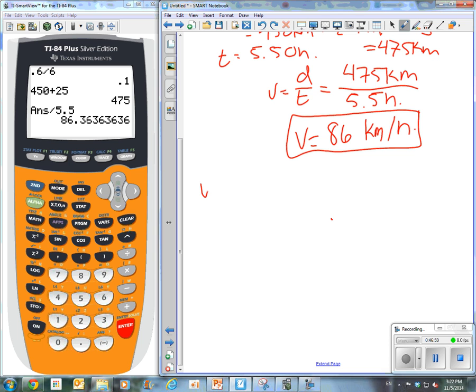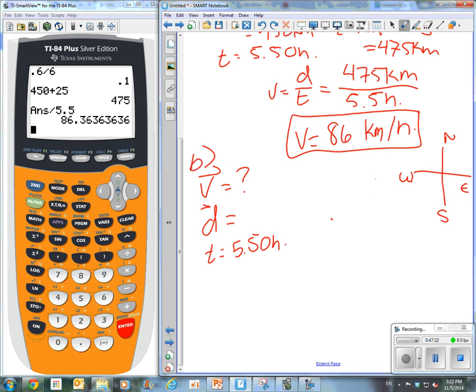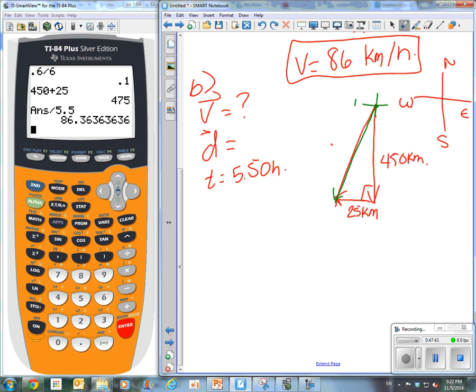Now the next is velocity. So B is asking me about the velocity. Now I need to care about displacement, and my time is still 5.50 hours. Now we need to care here, north, south, east, west. It says that the car drives 450 kilometers south and then drives west 25 kilometers. So right angle, there's my resultant. That's my c. And we notice that if we were to put the little coordinates here, it would be so many degrees west of south. Theta.